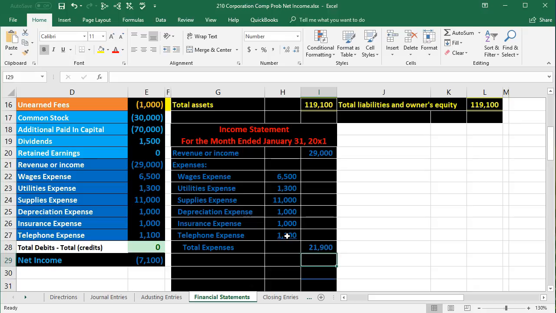21,900. We can double check that by just highlighting these and say, is that what we found there? It is. So this looks right. Debits and credits are okay because we converted it to plus and minus. I'm going to say we found a home for all these. So that's good. And now we're just going to subtract it out, and that's called net income.